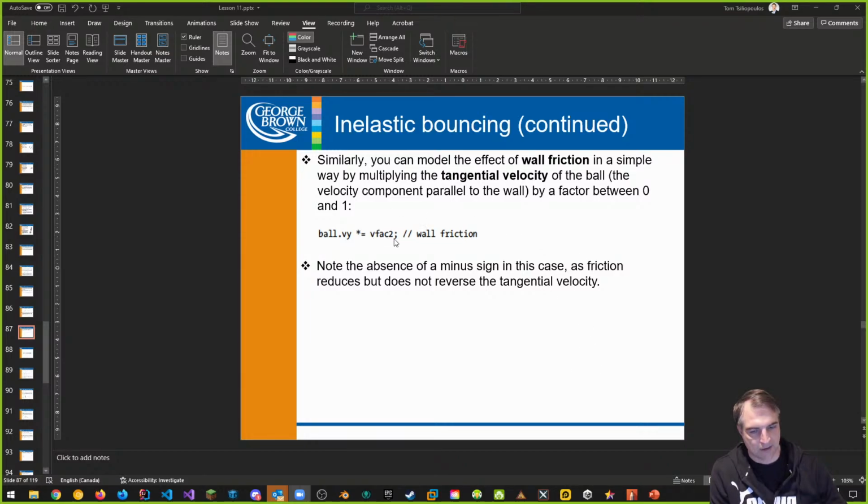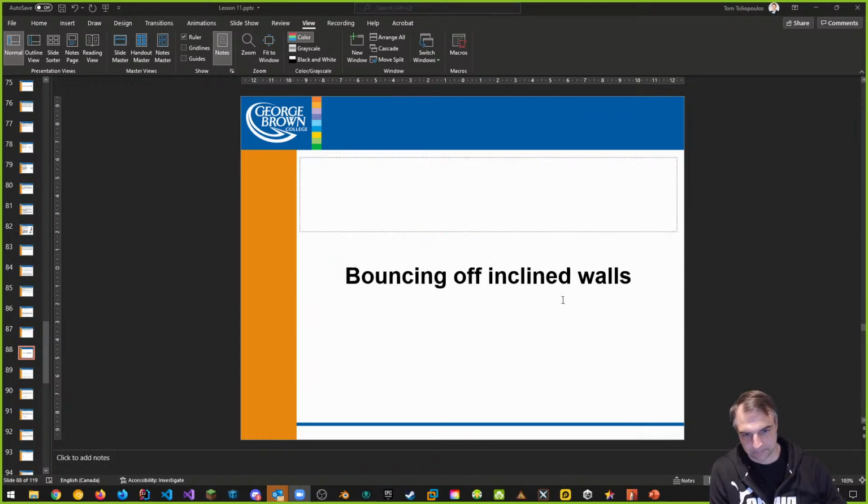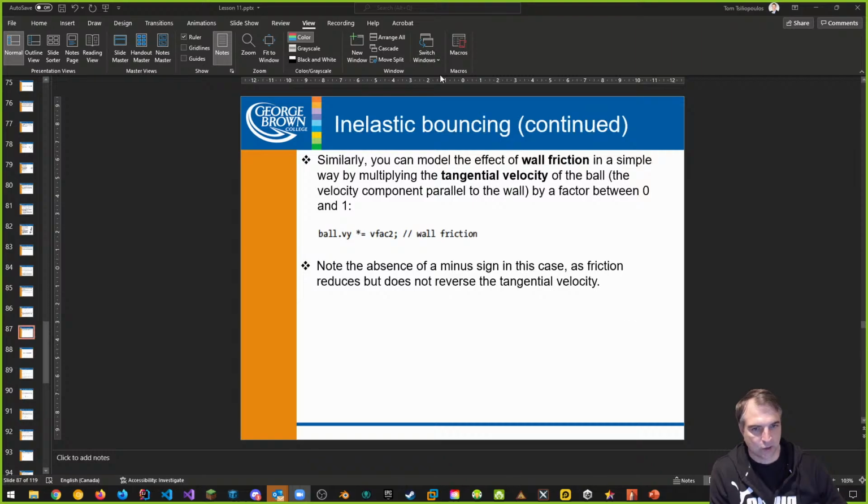Okay, so you can actually have more accurate results this way. Any questions around bouncing off horizontal or vertical walls? Horizontal and vertical walls is the case for assignment 3. Everything is horizontal or vertical, if you think about it.